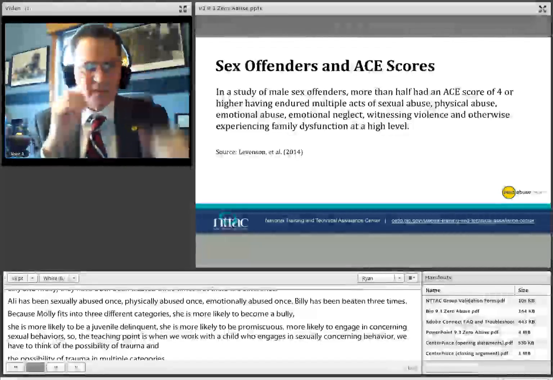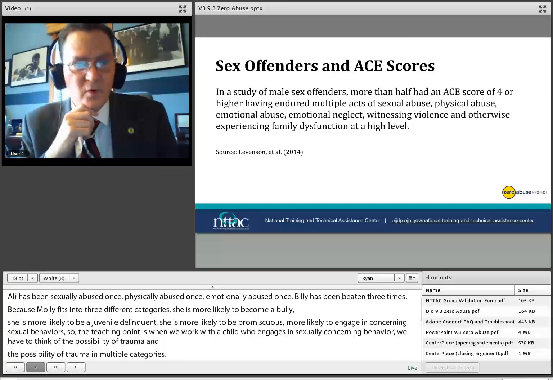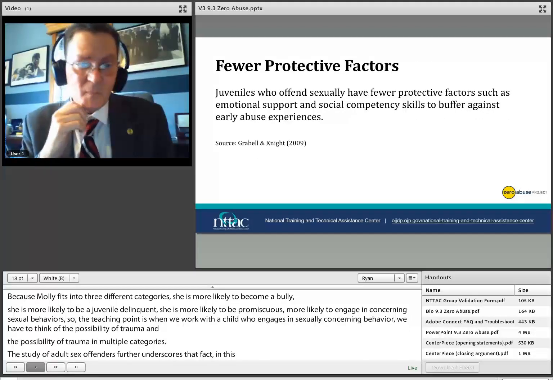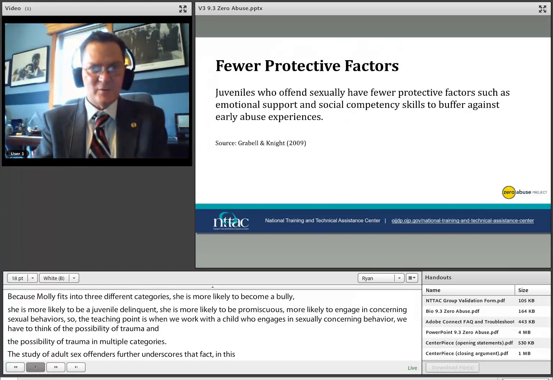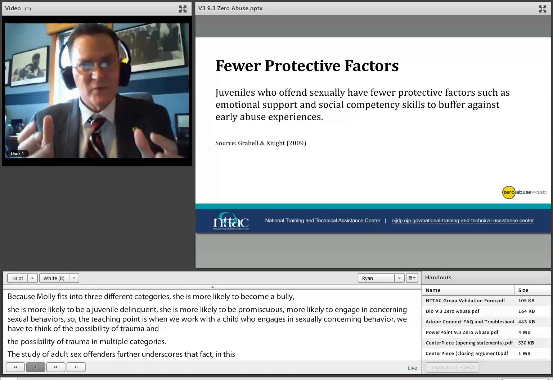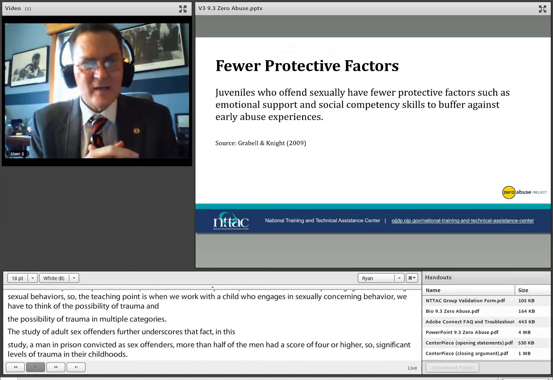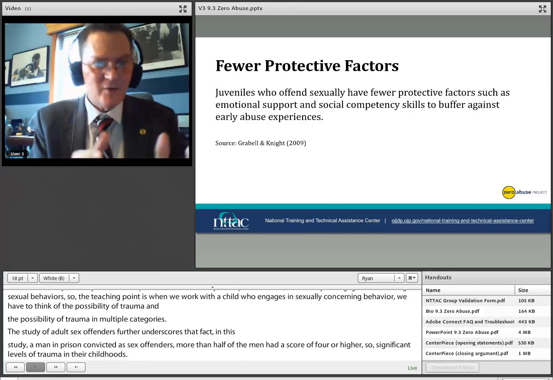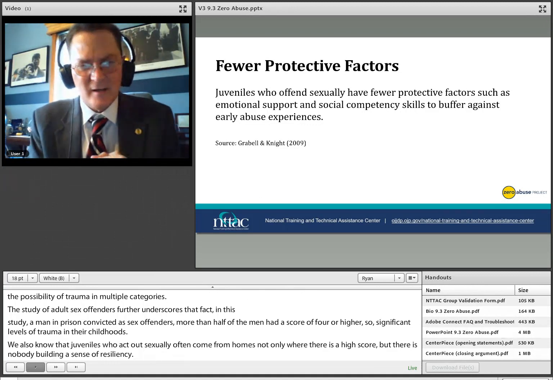This study of adult sex offenders further underscores that fact. In this study of men who were in prison convicted as sex offenders, more than half of the men had an ACE score of 4 or higher, so significant levels of trauma in their childhoods. We also know that juveniles who act out sexually often come from homes not only where there's a high ACE score, but there's nobody building a sense of resiliency. Nobody in their life who's saying, you're a great kid, you're special, I love you, I care about you.